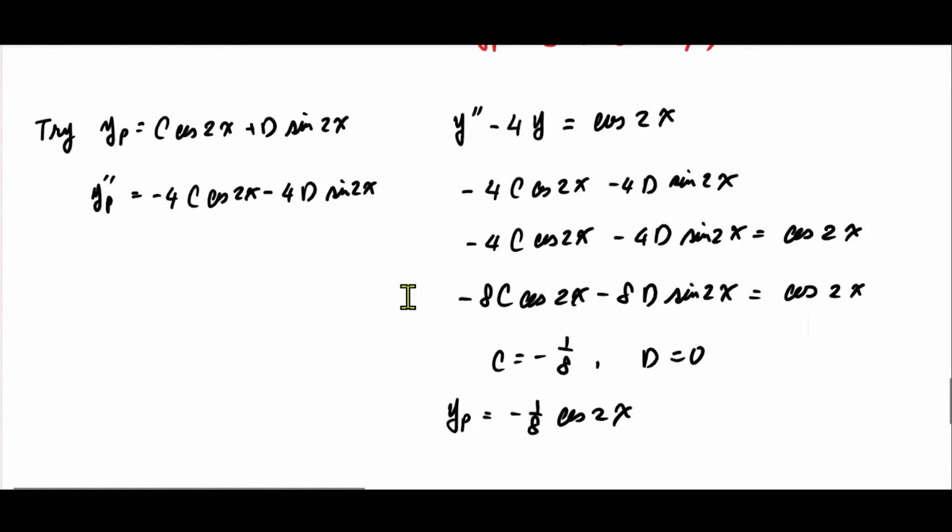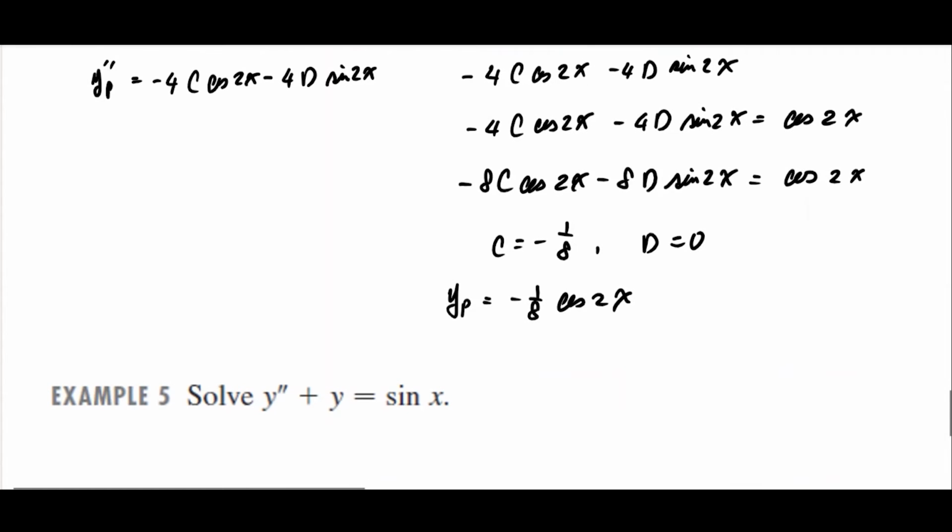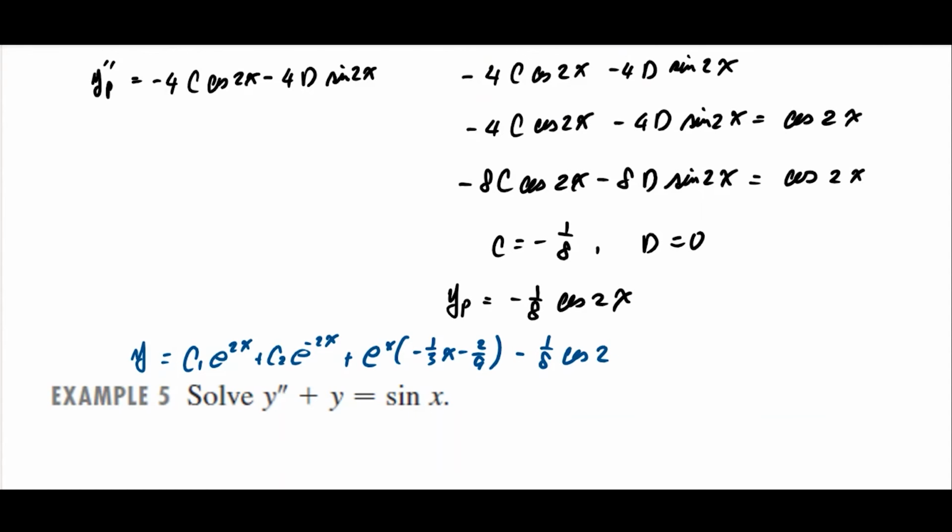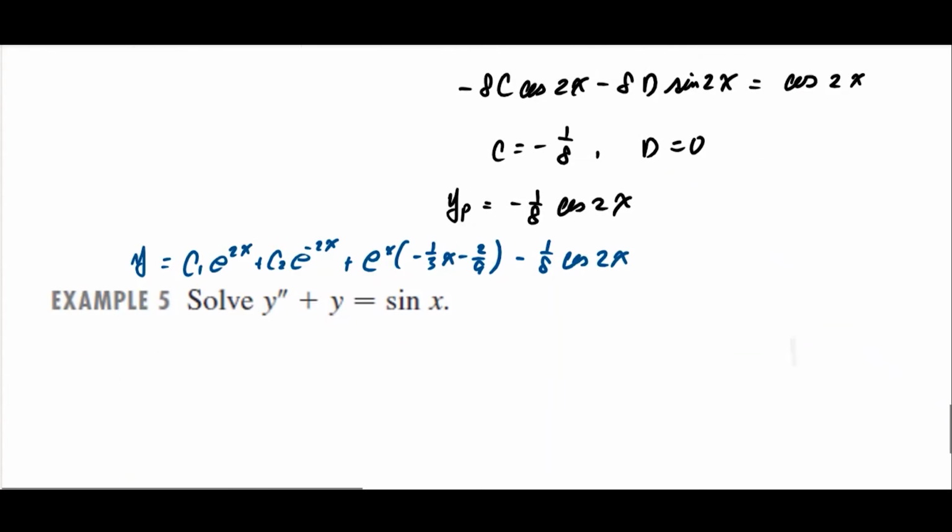Okay, so all together now. What we have is y, originally from the top one, which is c1 e to the 2x plus c2 e to the negative 2x, and then the second one, e to the x times negative 1/3 x minus 2/9, and the last one, this one, is minus 1/8 of cosine of 2x. How about that? Good, we just add them up. Any questions? Okay, we'll take this example then.